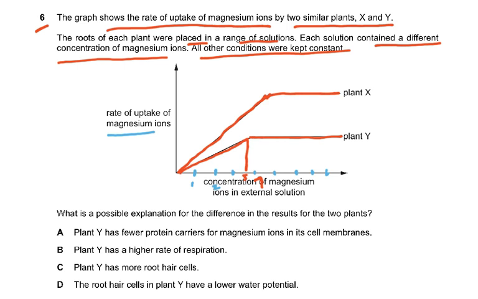And then the rate becomes constant, meaning the concentration of magnesium ions in the external solution is at a certain concentration, the rate becomes constant. Now, what is the possible explanation of it? Before I give you the explanation, I want to explain active transport to you.